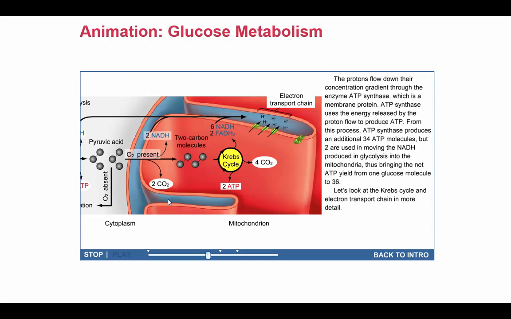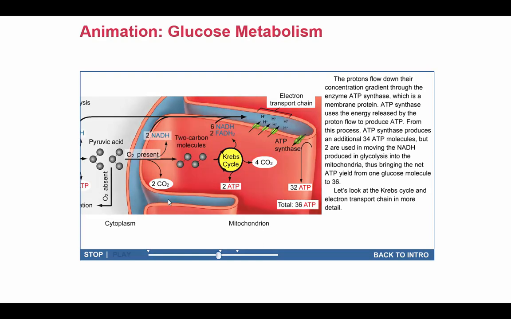The protons flow down their concentration gradient through the enzyme ATP synthase, which is a membrane protein. ATP synthase uses the energy released by the proton flow to produce ATP. From this process, ATP synthase produces an additional 34 ATP molecules, but 2 are used in moving the NADH produced in glycolysis into the mitochondria, thus bringing the net ATP yield from 1 glucose molecule to 36.